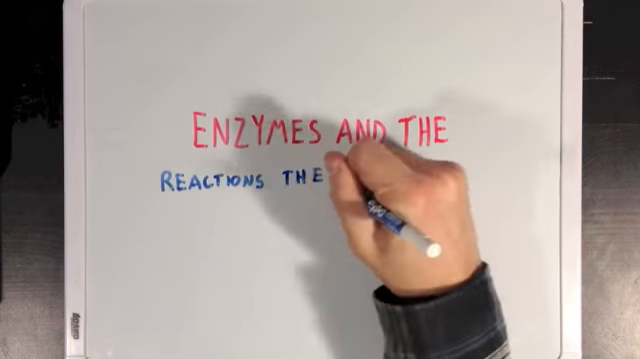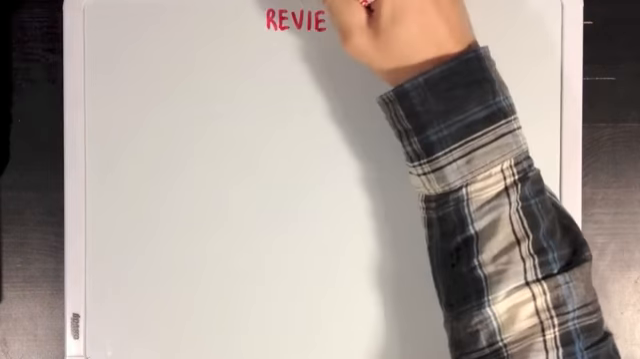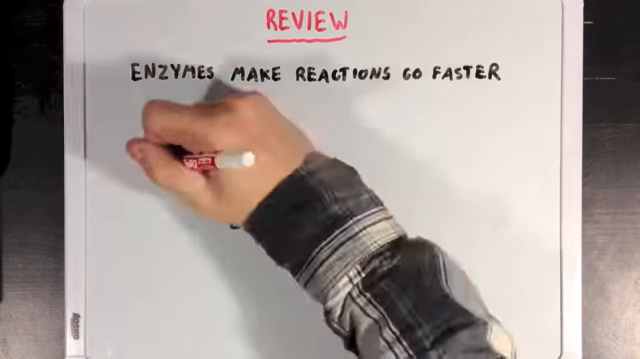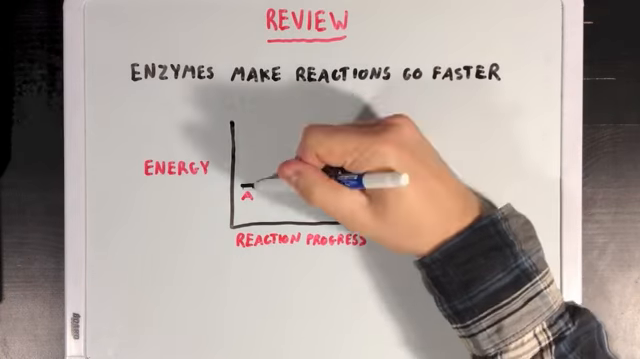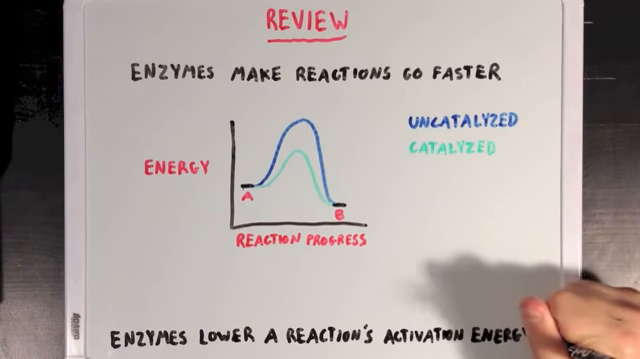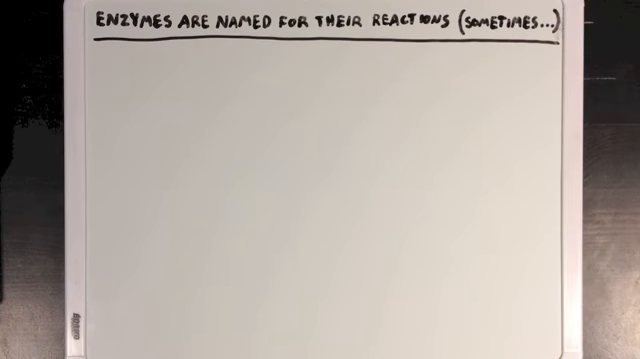So today we're going to talk about enzymes and all the different kinds of reactions that enzymes can catalyze. But before we do that, let's review the idea that enzymes make biochemical reactions go faster. And if you look at a reaction coordinate diagram, you'd notice that enzymes speed up reactions by lowering their activation energy. Now, enzymes are generally named for their reactions, which is convenient because it makes it a lot easier to remember what an enzyme does if someone gives you its name.